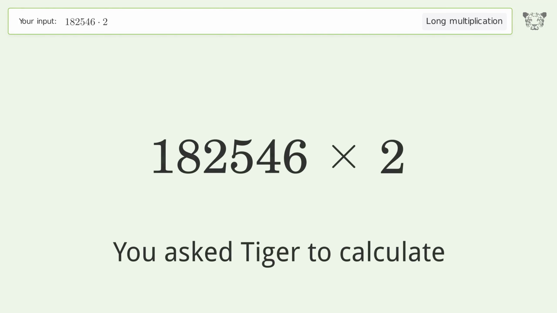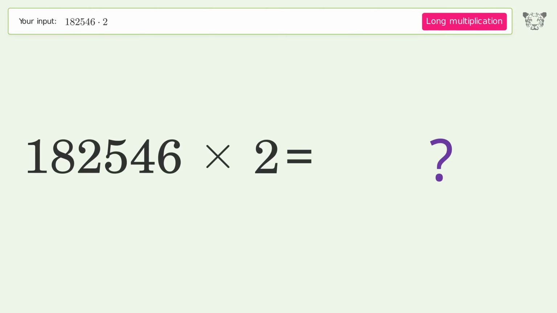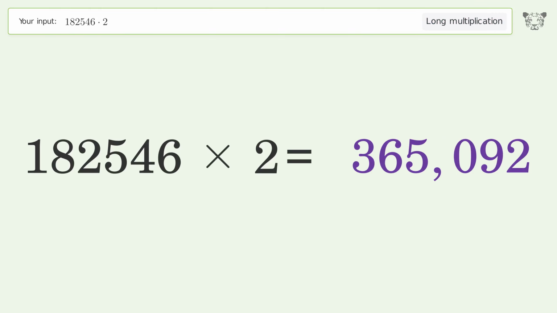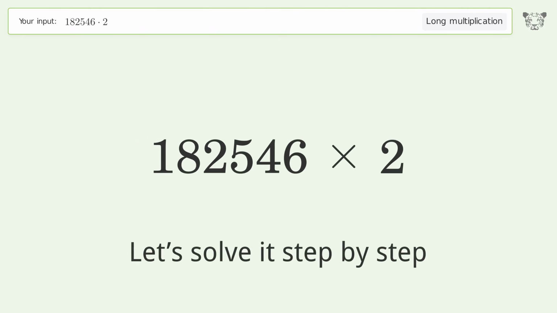You ask Tiger to calculate. This deals with long multiplication. The final result is 365,092. Let's solve it step by step.